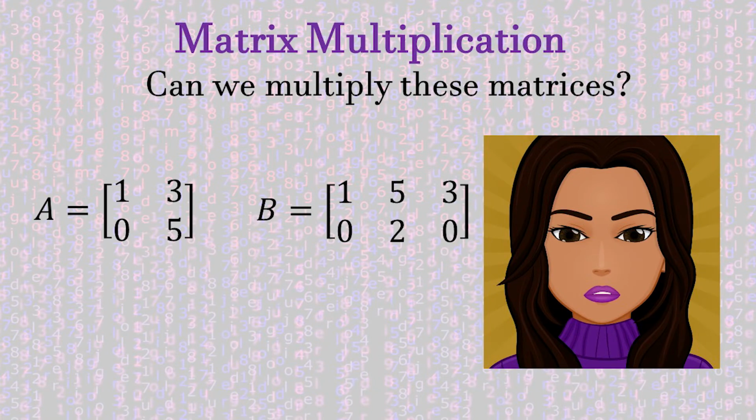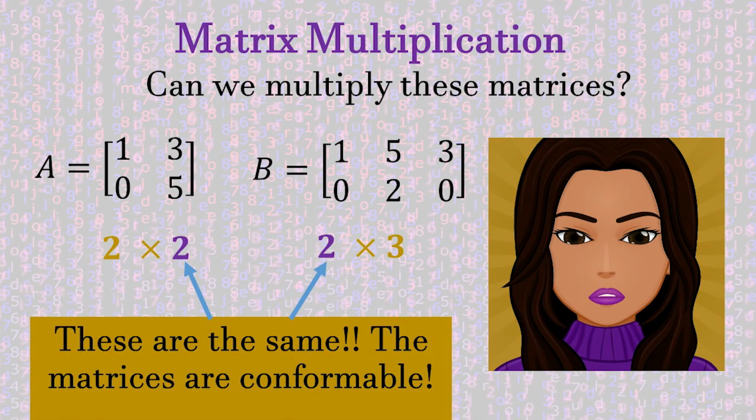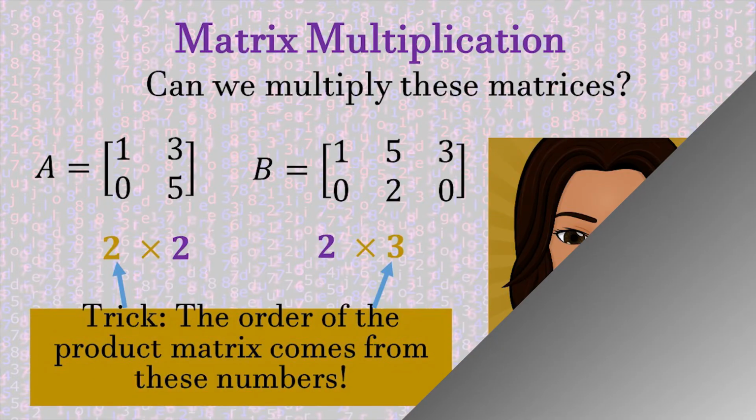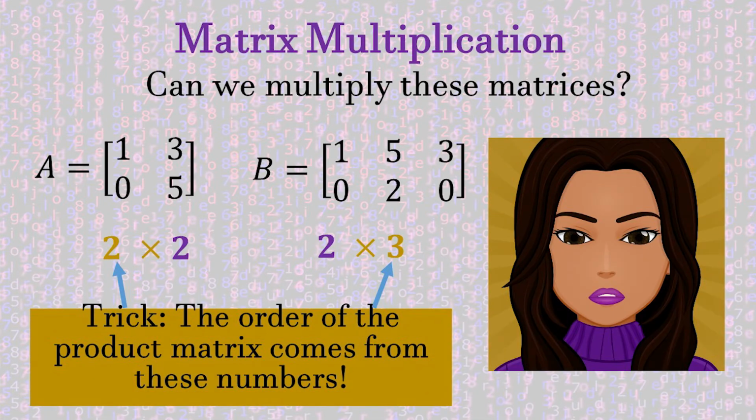Let's go again. What about these two? Can they be multiplied? Did you say yes? Of course, these two matrices can be multiplied by each other. When we write the orders of these two matrices, we see that the inner numbers are the same. Now, if you want to tell the order of a product matrix, use the outer numbers of the orders of the matrices you're multiplying. So here, we're looking at creating a 2 by 3 matrix simply because our outer numbers are 2 and 3 respectively.